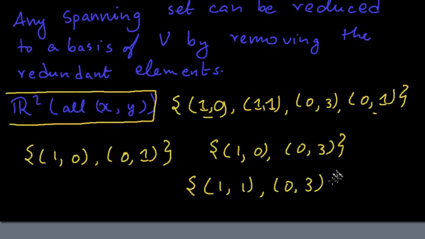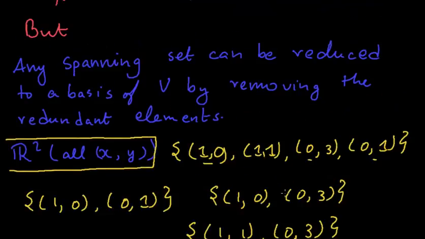However strange it might look at first glance, this also forms a basis for R2. In fact, any two, obviously not these two, can form a basis for R2. So what we have done, in order to make this basis, is we have taken out the redundant elements. We have just left the linearly independent elements and formed the basis.